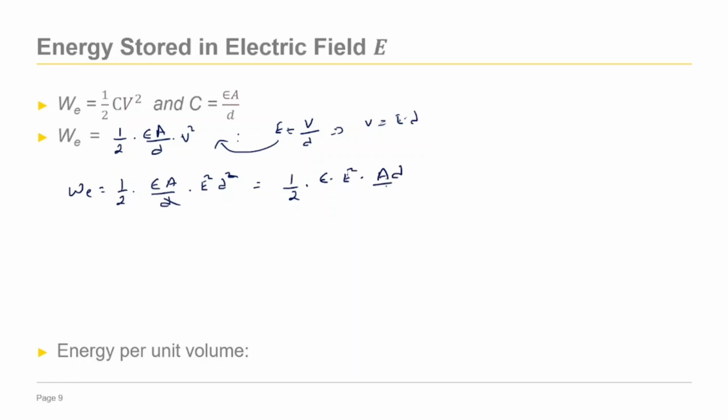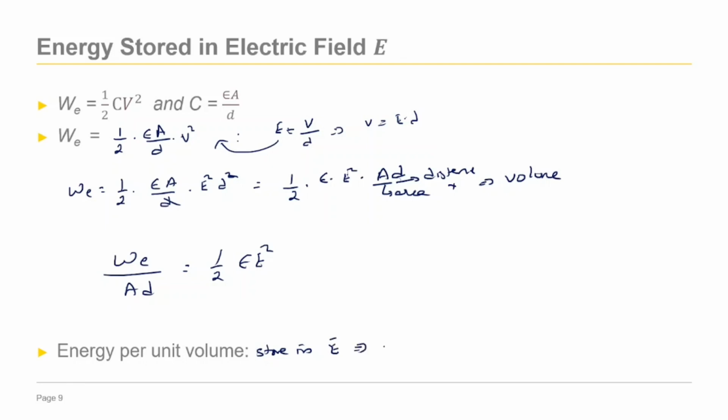Now A is area, D is distance. So area into distance is going to give me volume, or I can state that the energy per volume is going to be half epsilon E squared, or the energy per unit volume stored in the electric field can be given by half epsilon E squared. It is a very, very important relation.